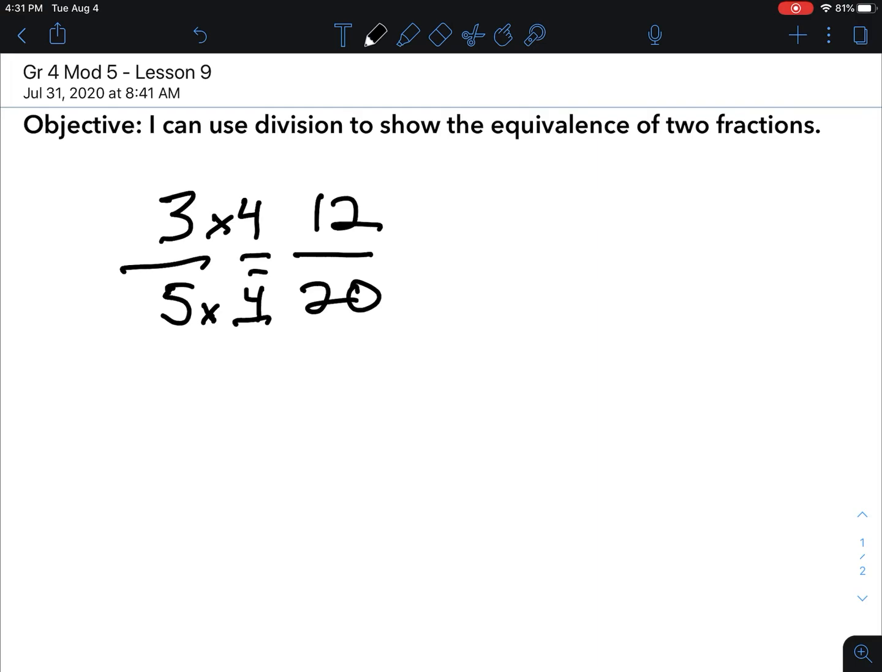Let's have you do one more just to review that, and then I'll show you we're going to do the same thing, but with division. So it's nothing new. We're just going to divide instead of multiply. But for this, let's do one more with multiplication as a review.